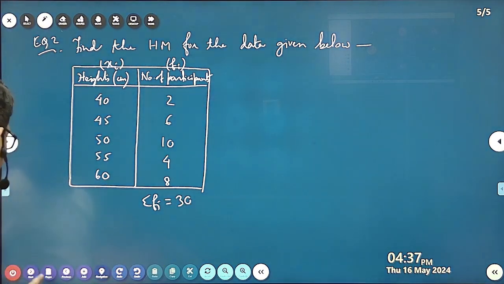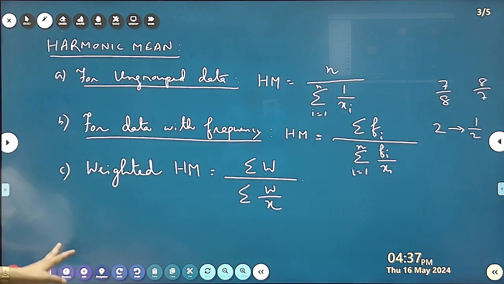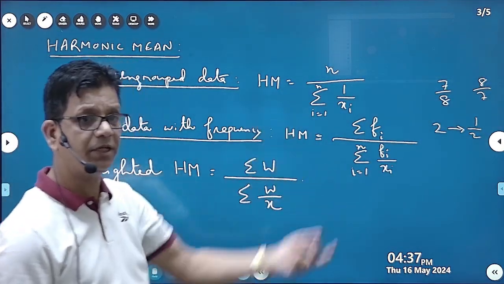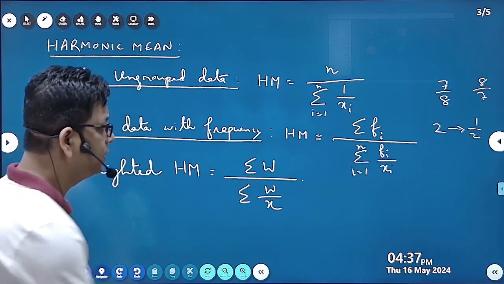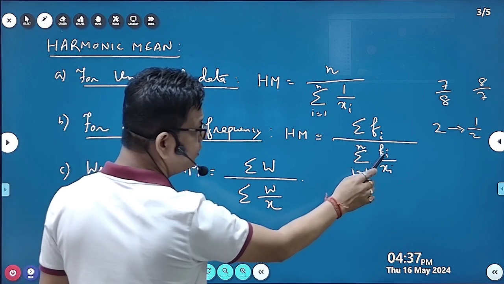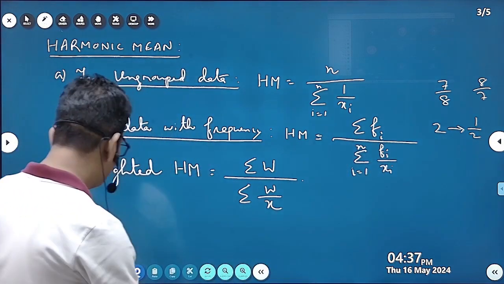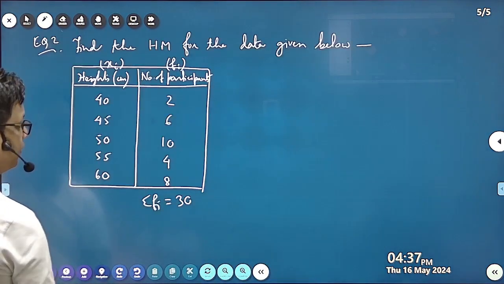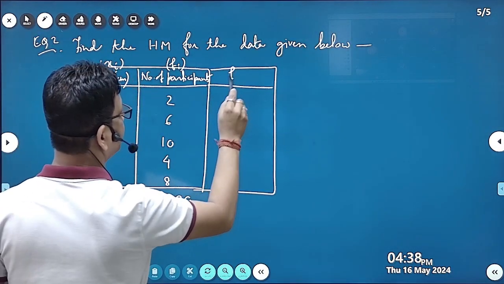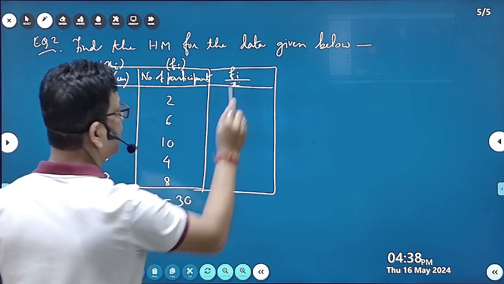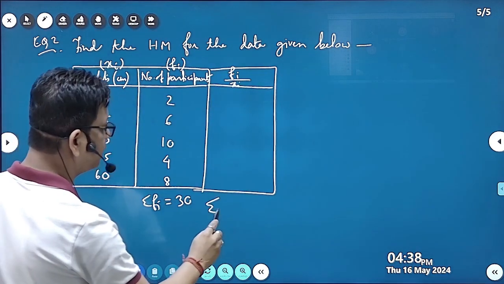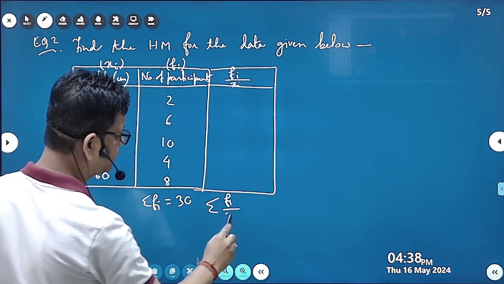So next what is required, as I told you, the formula is enough to understand. That's why statistics is easy. If you understand the formulas, you can make the table as per your convenience. Summation means total, that we will do later. But what do you need to do? fi by xi. That means we need only one column. The name of that column will be fi by xi. And whatever answers you get in each, we have to just total that number. So this is your fi by xi.